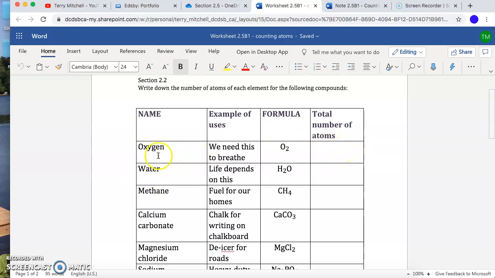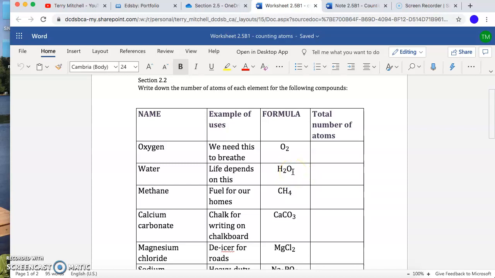For water, and of course life depends on water, the chemical formula is H2O, and you're going to tell me that there are three atoms. We have two hydrogens and one oxygen. If there's only one of something, we don't write the one, we can leave it off, and that's why there's no little one beside the O.